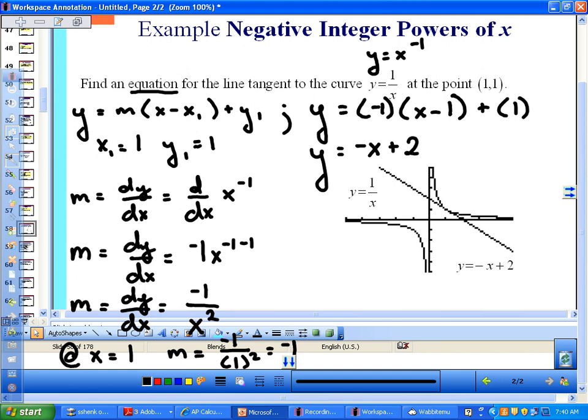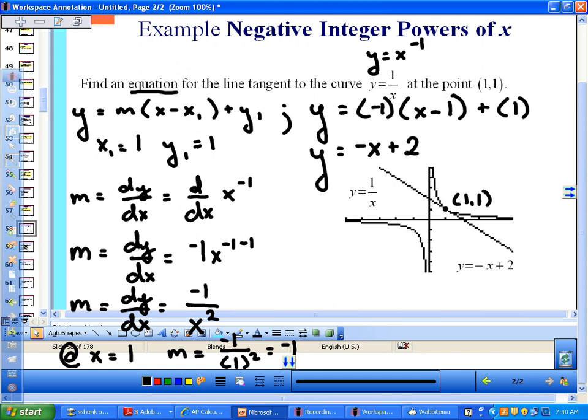I'll save us the time by going in and graphing it. We've got the graph of it right here. So here's the reciprocal function, 1 over x, the hyperbola. And then here's the line y equals negative x plus 2 coming across. So right here's the point 1, 1. That is the point of tangency. Can I also write the equation of the normal line, folks? How do we write the equation of the normal line?